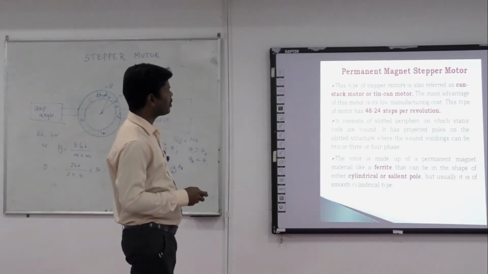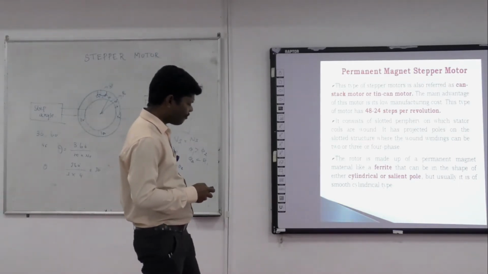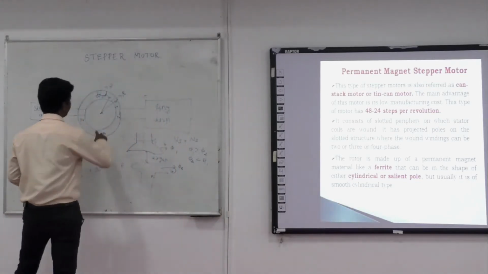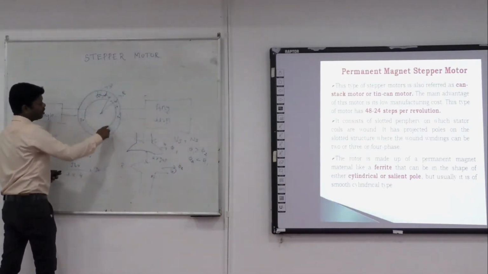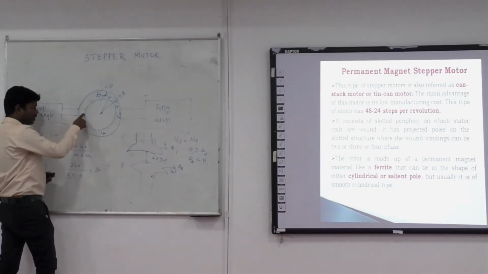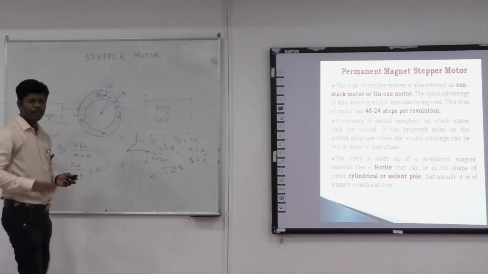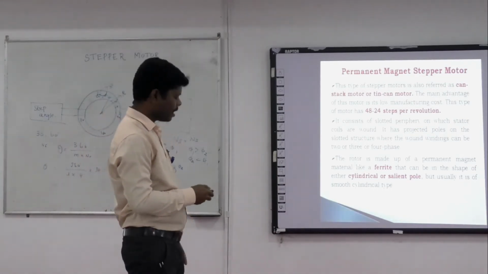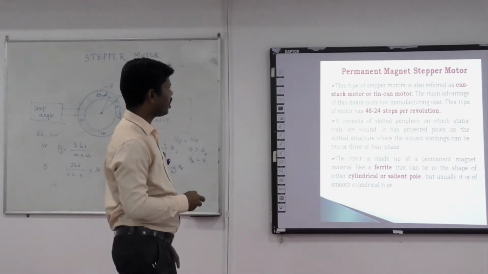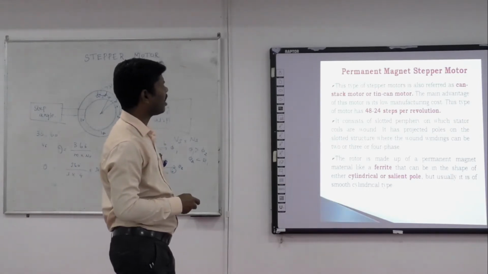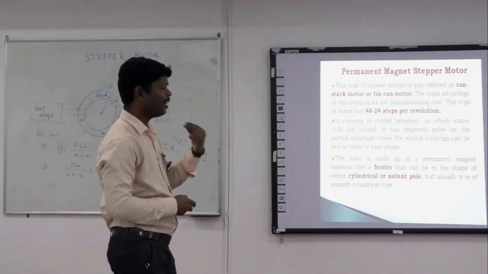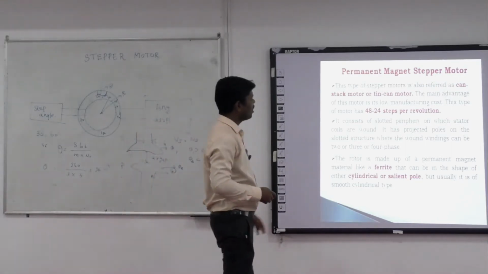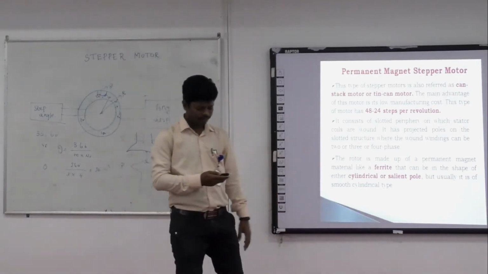This type of stepper motor is available with 48 to 24 steps. Basically, the permanent magnet stepper motor runs through 0, 90, 180, 270, and then 360 degrees. This 4-step operation will be running for our stepper motor. This is the main advantage of the stepper motor. In the same way, the stator projections or slots are wound, and the coil can be wound in 2 poles or 3 phases in this system.